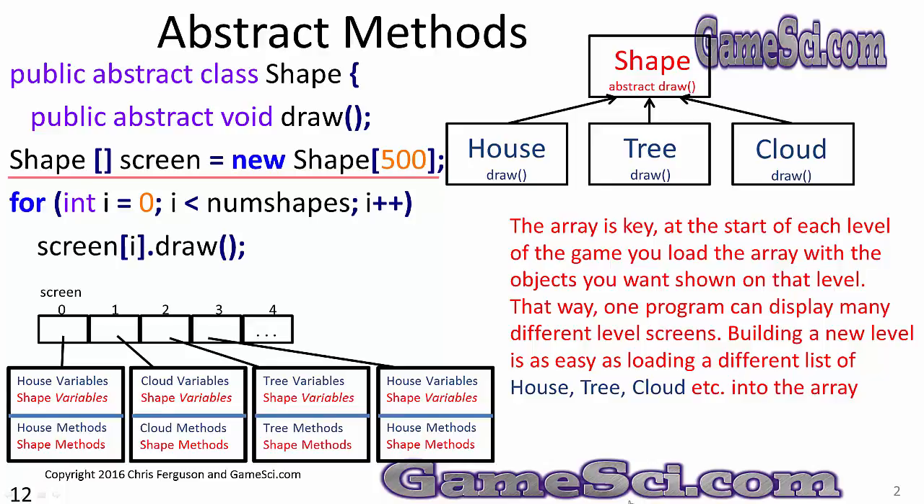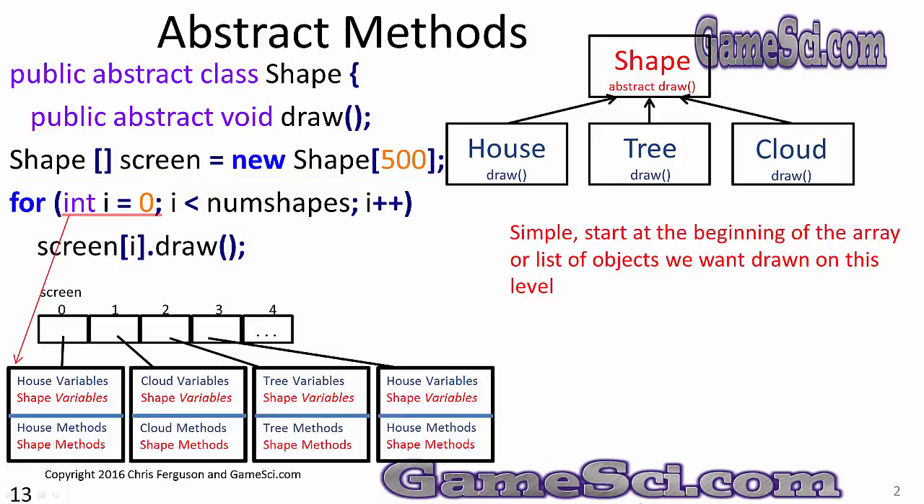This array is going to get what we want to put on the screen: houses, trees, and clouds. Once we have an array loaded with houses, trees, and clouds, which I've shown down below, we're going to write a for loop to go through and draw all these things on the screen. It's very simple. Start at the beginning of the array or the list of objects we want drawn on the screen and go through every object calling the draw method. And since draw is abstract, you're guaranteed that it will be there.